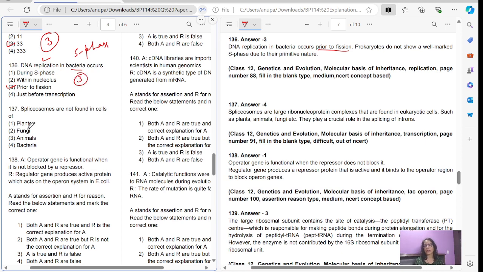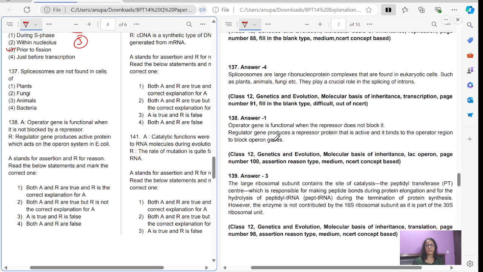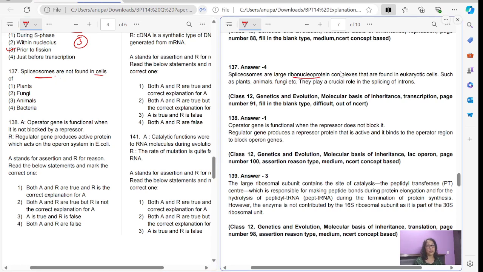Now let's move to the next question, that is question number 137, and it states that spliceosomes are not found in cells. So what are spliceosomes? Spliceosomes are large ribonucleoprotein complexes, and they are generally found in eukaryotic cells such as plants, animals, fungi, etc. And they play a crucial role in the splicing of introns, and that's why the name is spliceosomes.